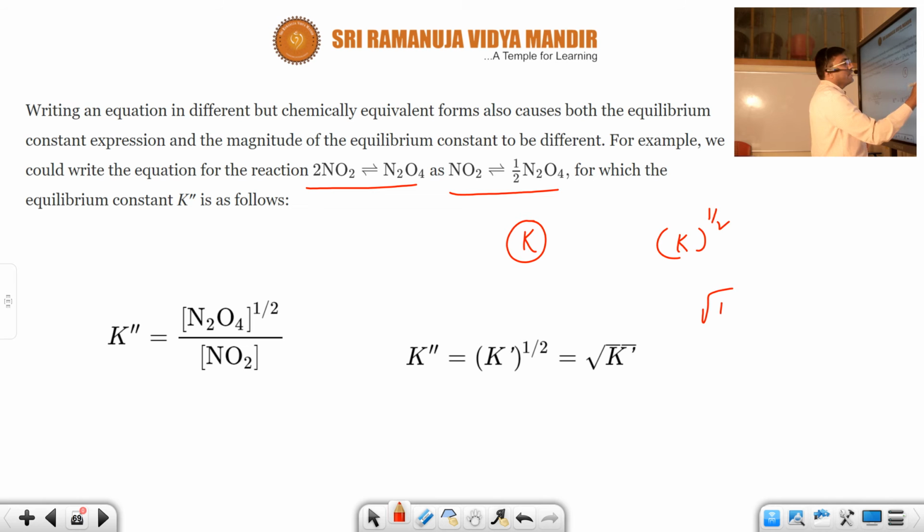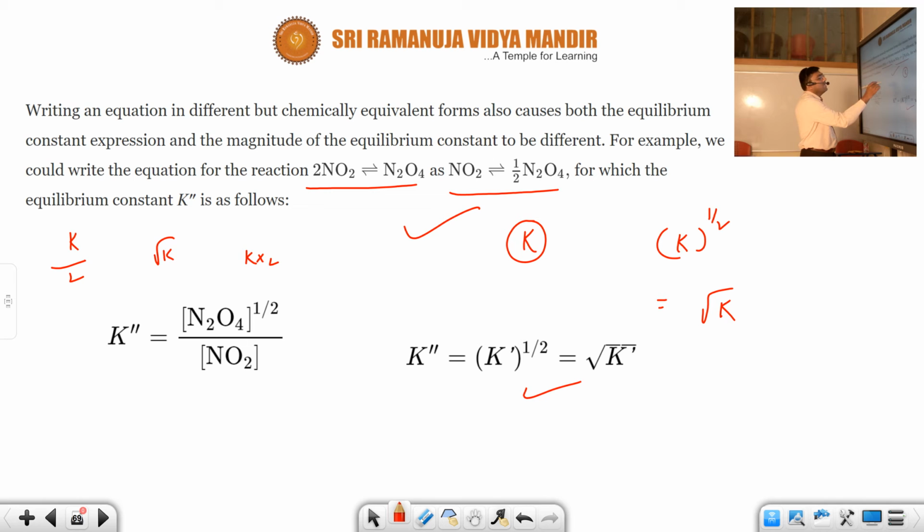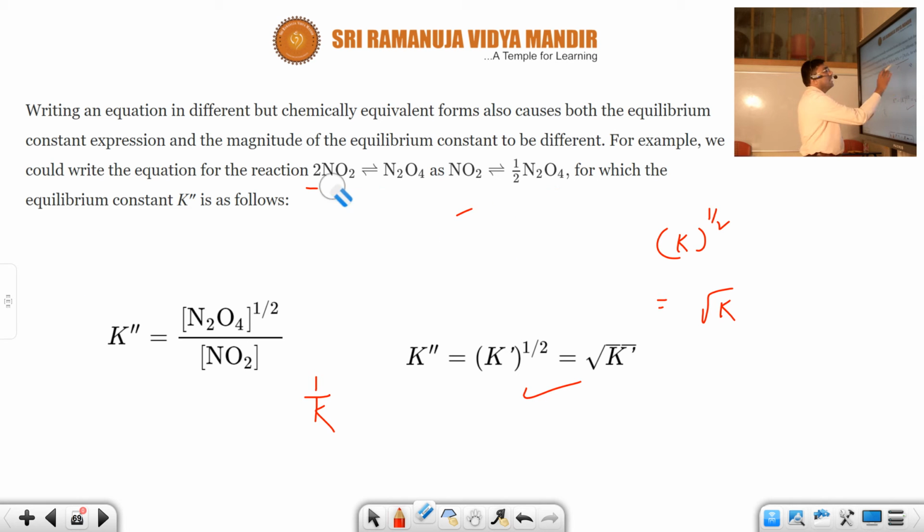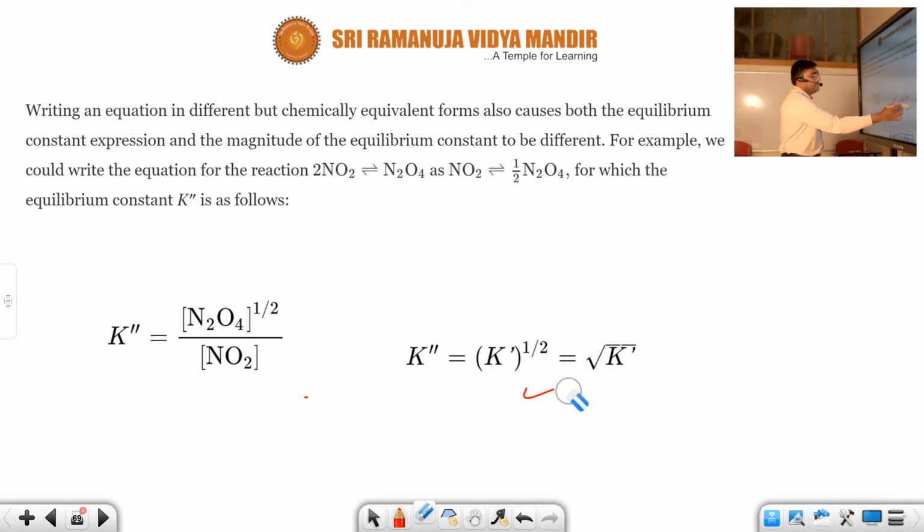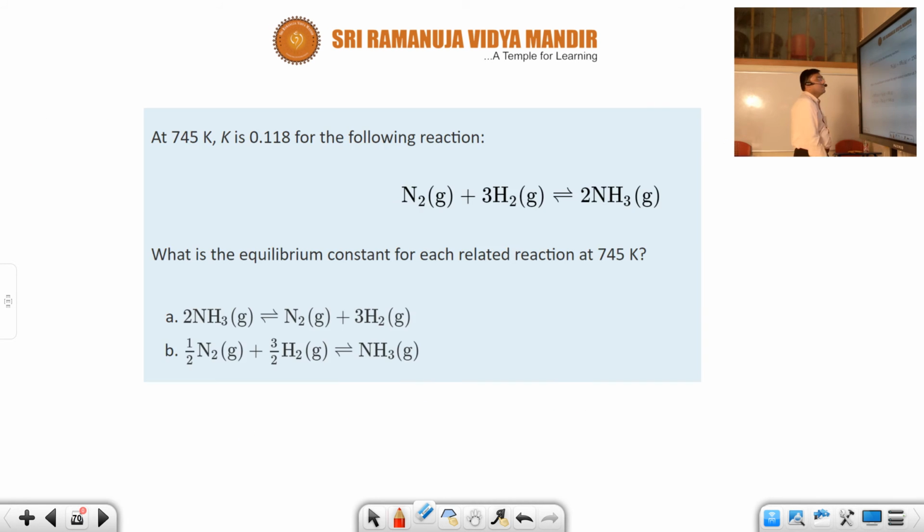You can write it as root K. That is the relationship between these two, because when K is divided by 2, it becomes root K. When K is multiplied by 2, it becomes K square. When you take the reciprocal, it becomes 1 by K. These are the characteristics of the equilibrium constant which you have learnt, and I have given a couple of examples to depict how the equilibrium constant changes.